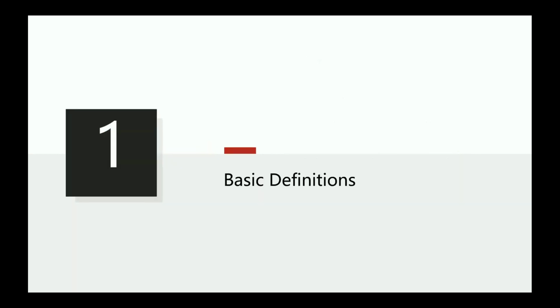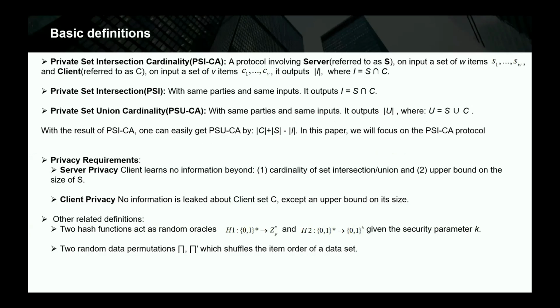The first section is the basic definitions involved in this paper. First of all, the definition of the private set intersection cardinality protocol, short for PSI-CA. This protocol has two parties. The server has a private input set with W items, S sub 1 to S sub W. And the client has a private input set with V items, C sub 1 to C sub V. This protocol outputs the cardinality of the intersection set.